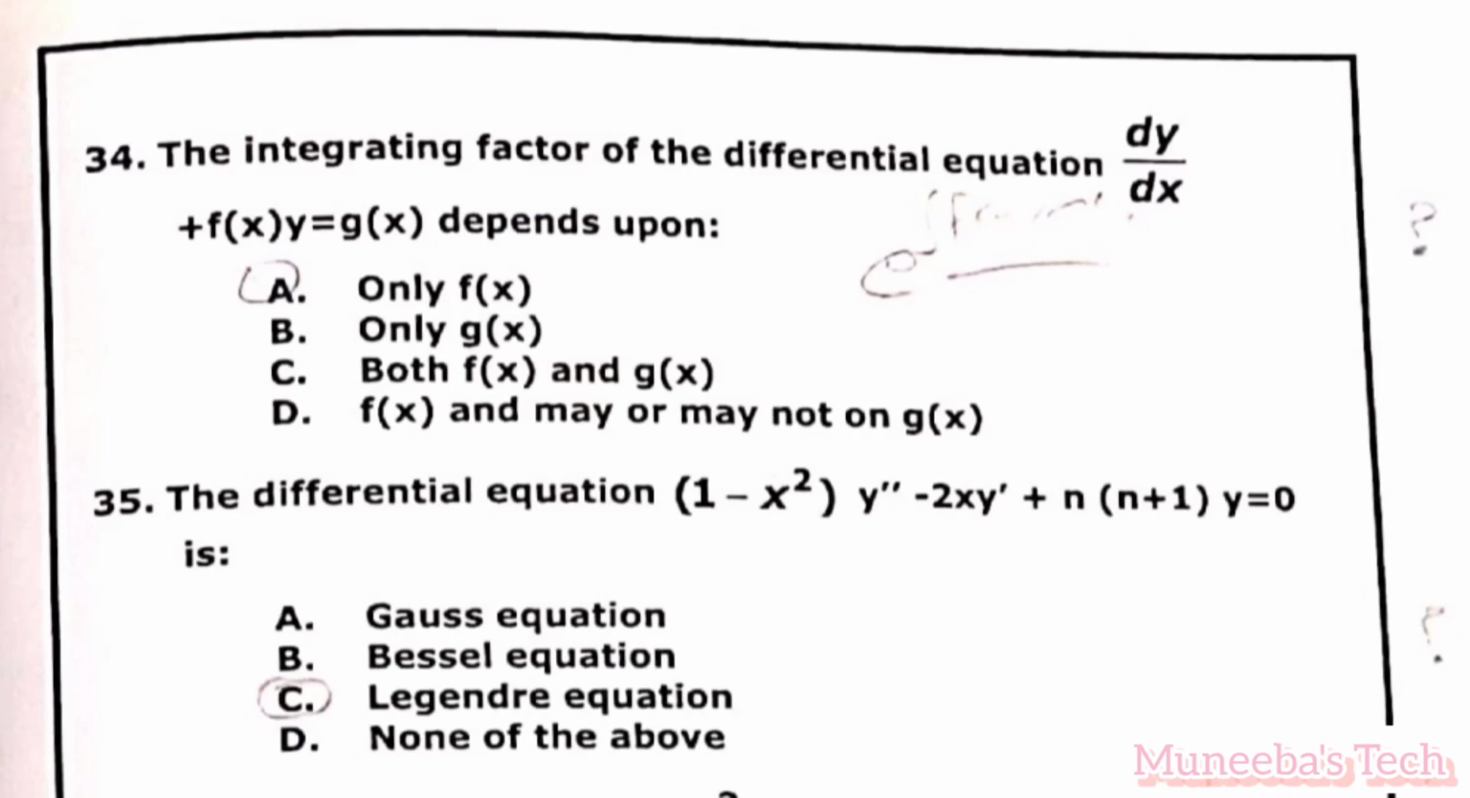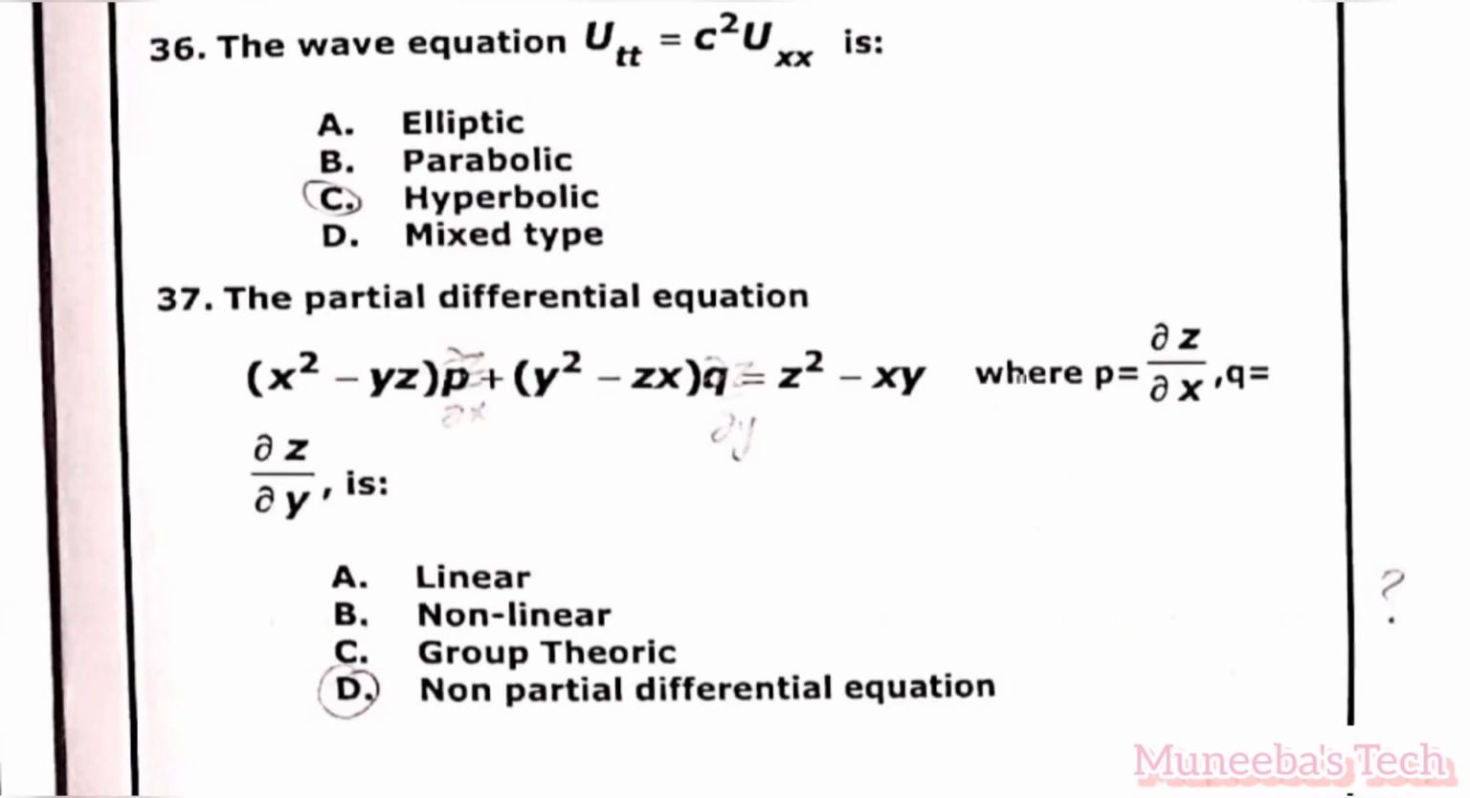Question 35 is the differential equation. We already discussed that it's Legendre's equation. You can check my previous video for this equation. Question number 36, the wave equation: double derivative of u with respect to t is equal to c square times the double partial derivative with respect to x is. We also discussed this question in our previous video, that this is a hyperbolic equation. So the option C is correct.